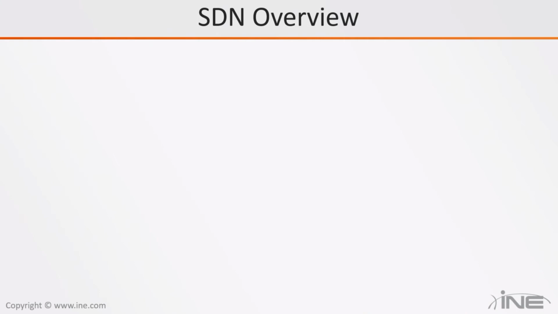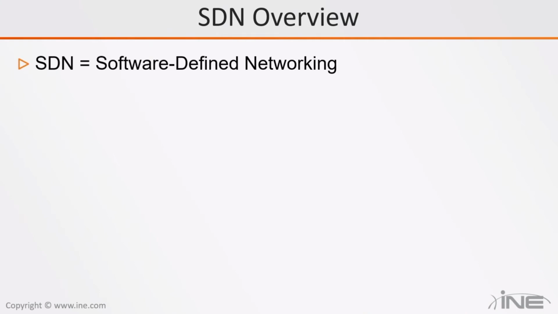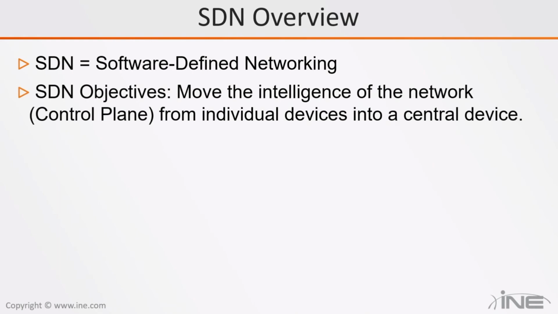Okay, so what is SDN? What is the whole thing? So we said it's software-defined networking. The biggest thing to remember about this whole thing is SDN is an overall solution to a problem. It's not a particular product. There's a lot of pieces that go together for this, okay? So the idea is to move the intelligence of the network, in other words, routing protocols and all this kind of stuff, to a central device.